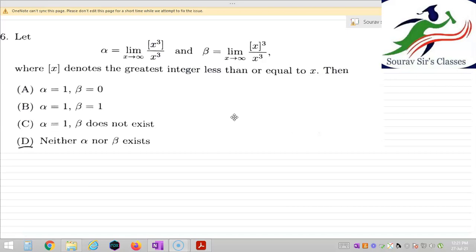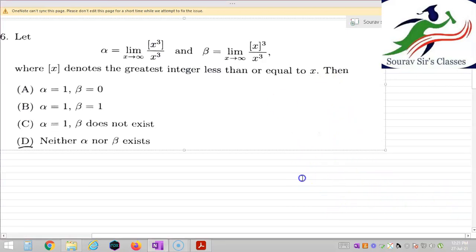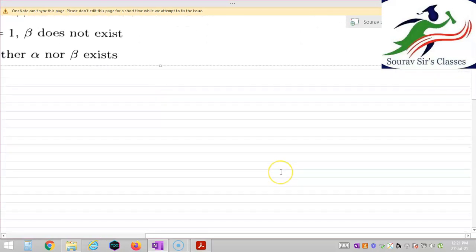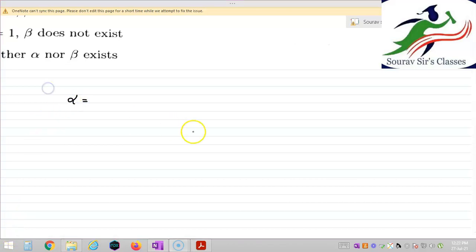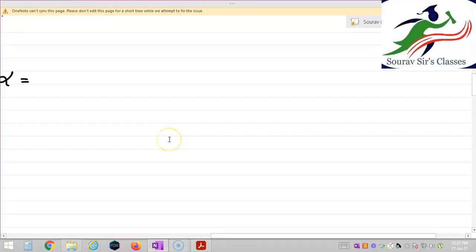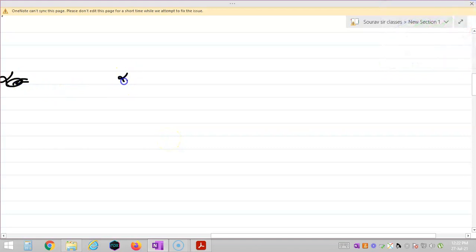So we need to find out whether alpha is equal to 1 and beta is equal to 0, alpha is equal to 0 and beta is equal to 1, alpha is equal to 1 and beta does not exist, or neither alpha exists nor beta exists. So for this, first of all, let me write down alpha. Alpha is equal to the limit as x tends to infinity of the greatest integer of x cube by x cube, right?